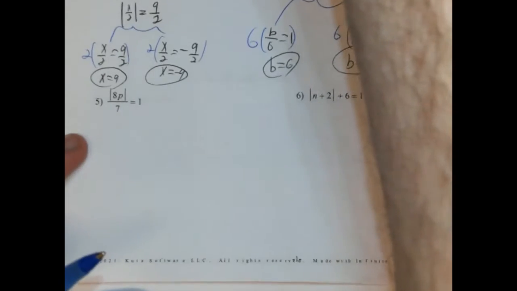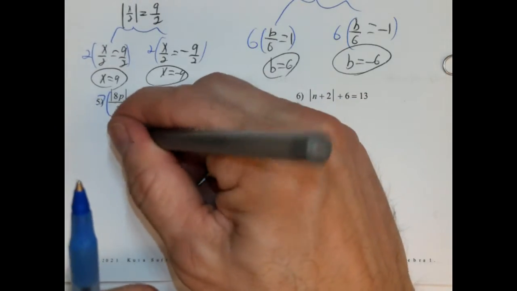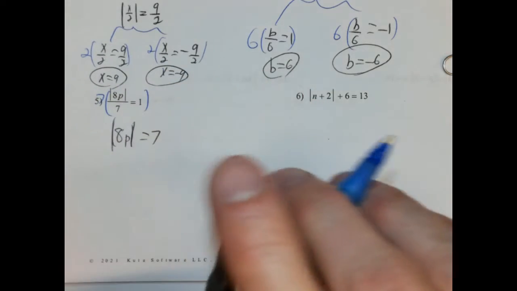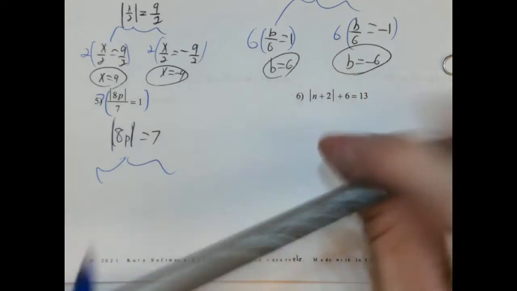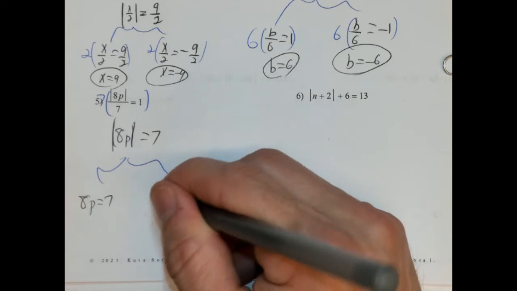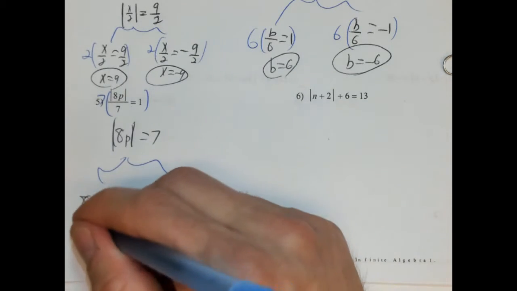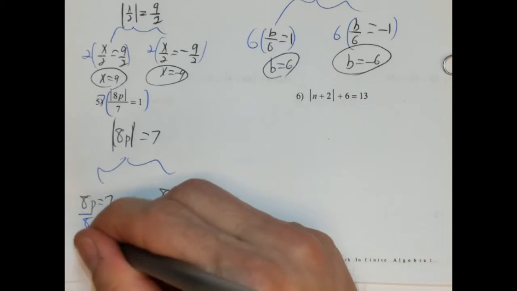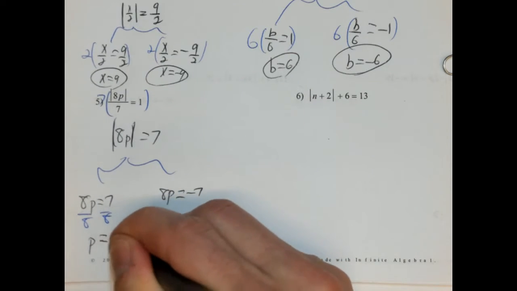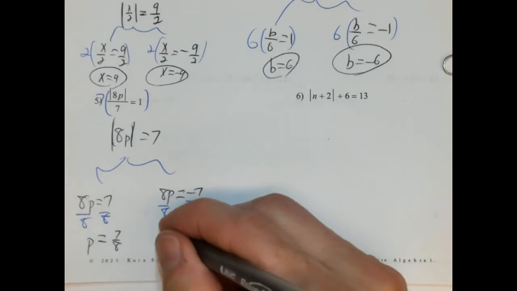Okay, here we're going to multiply by 7. Absolute value of 8p is equal to 7. And now we have to split this and rewrite it. So 8p is equal to 7, and 8p is equal to negative 7. We're going to get some fractions here, and that's quite all right. Divide by 8, and p is equal to 7 over 8. Man, I feel like I did that wrong. I don't know why, but I do. I think we're good. And we're going to divide this side by 8 as well. And p is equal to negative 7 over 8.